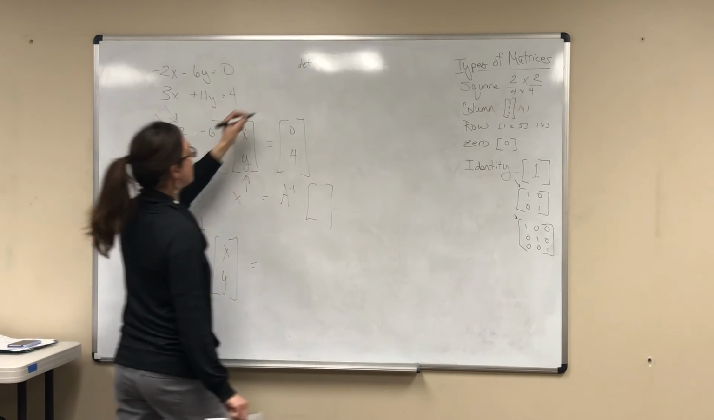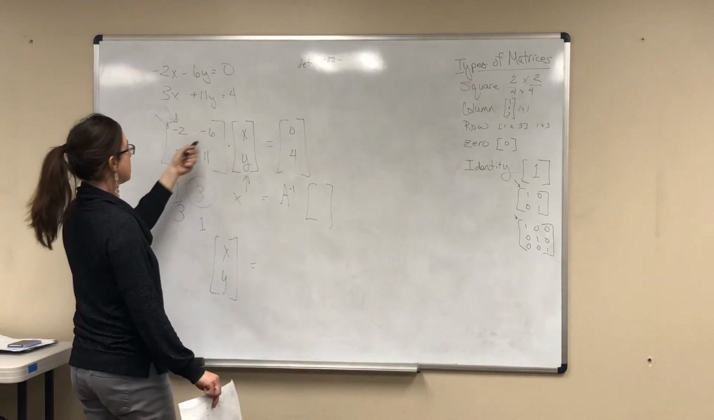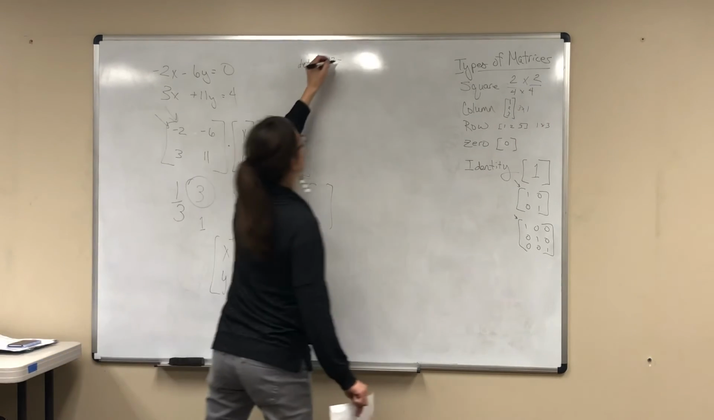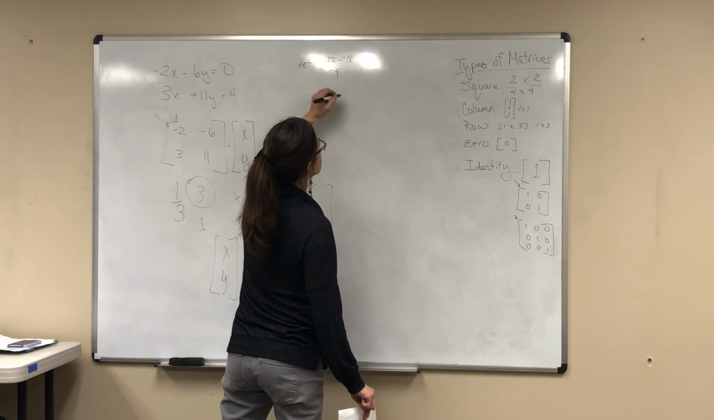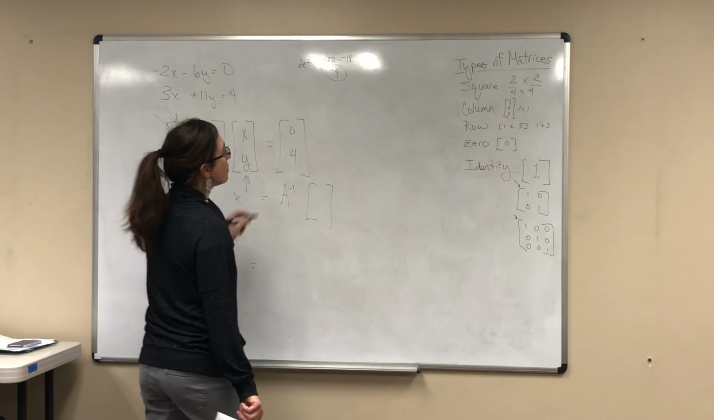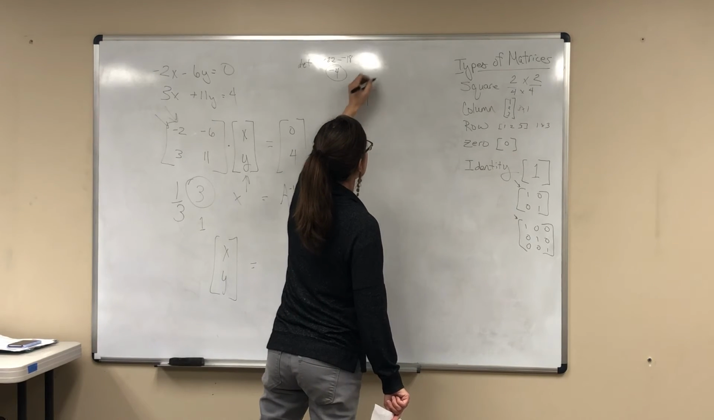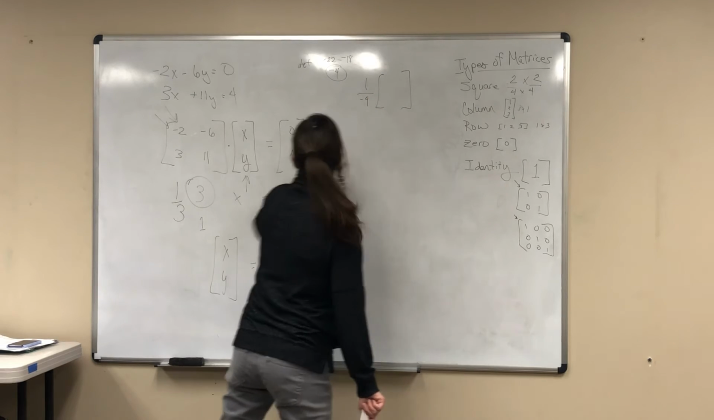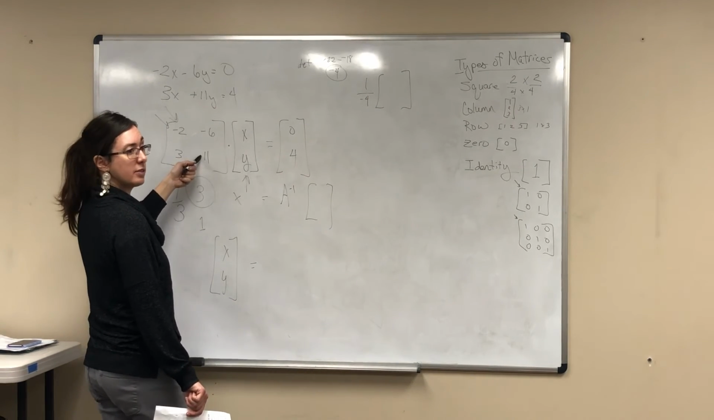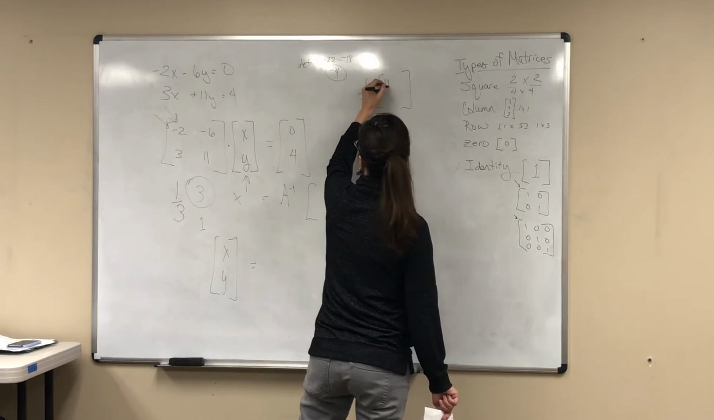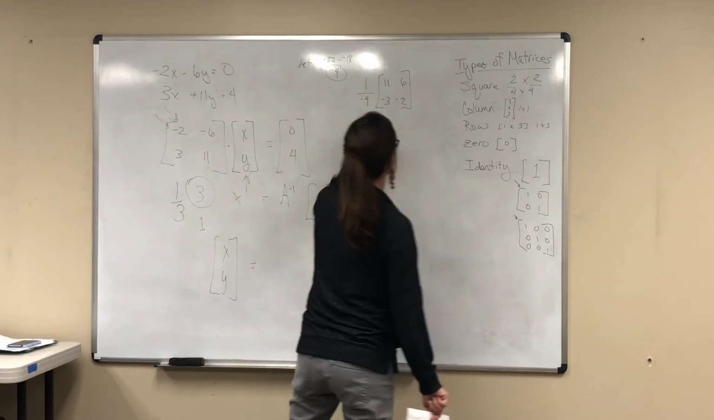Negative 2 times 11, negative 22, minus 18. Negative 18, so plus... So my determinant is negative 4. So my inverse is 1 over my determinant. And then we are going to switch these, right? So I have 11, negative 2, and then I change the signs of the other one.